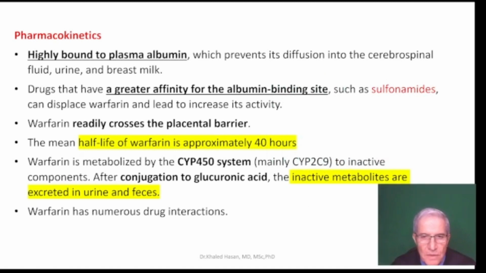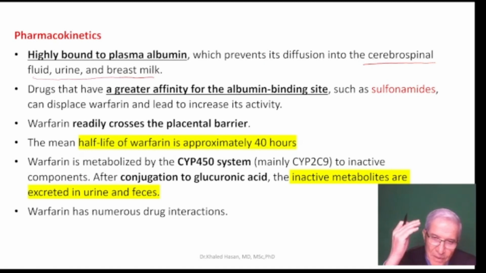Okay, let me move to the pharmacokinetics of warfarin. Warfarin is highly bound to plasma albumin, which prevents diffusion into the cerebrospinal fluid, urine, and breast milk. So it is unable to cross the blood-brain barrier and unable to arrive in the breast milk, but this medication crosses the placental barrier. For this reason, it is considered teratogenic.